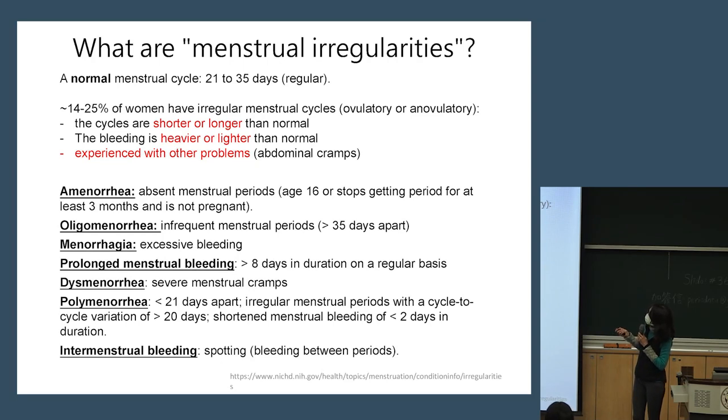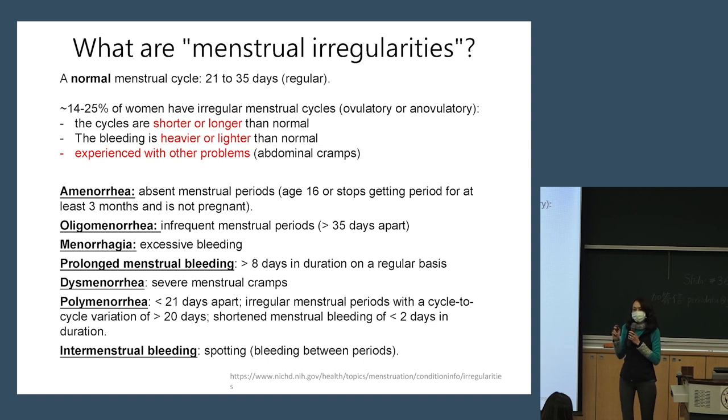Let's just take a look at the menstrual cycle. As we said, we relax it a little bit. Basically, the length will be from 21 days to 35 days. But can you imagine that a quarter of women on Earth actually suffer from irregular menstrual cycles. Okay, so one out of four female friends that you have may have an irregular menstrual cycle. So what are the irregularities? Well, as you just said, the cycles can be too short or too long. The bleeding volume can be too much or too little. And there could be other problems such as cramps or hurt in your abdominal area.